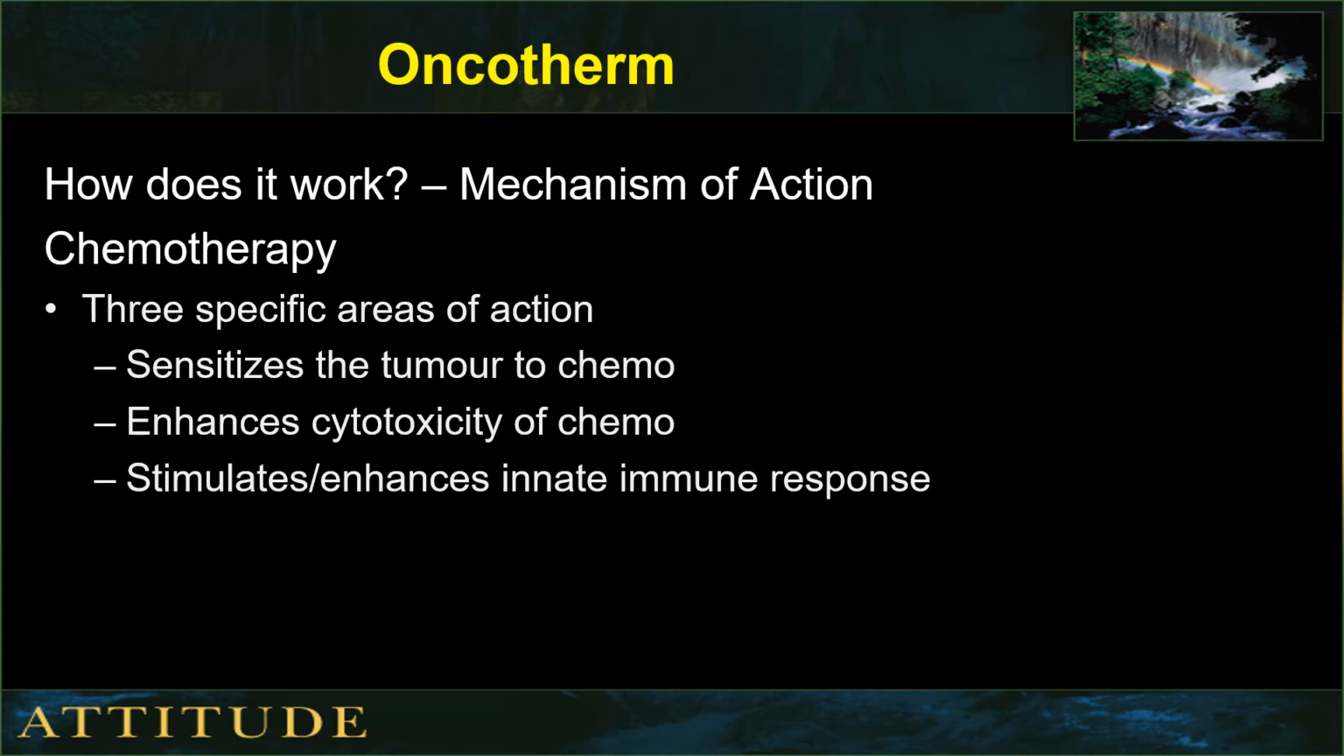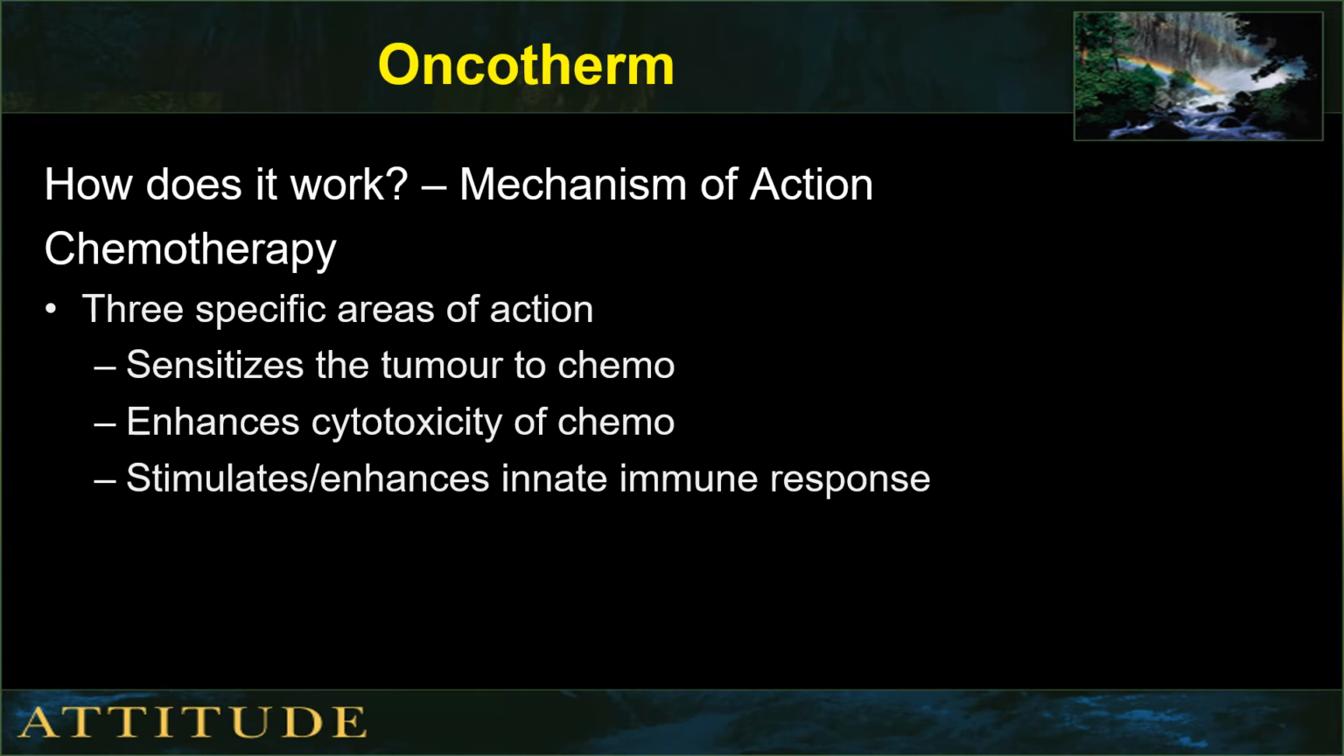First point, it impacts the actual tumor itself in relation to the chemo. That's what Oncotherm does. The second component, it enhances the cytotoxicity of the chemo or the chemotherapeutic agent. That could be vitamin C, and we'll touch on that in a future presentation. And it also stimulates or enhances the innate immune response. So these are the 3 areas where Oncotherm exerts its action in combination with chemo.